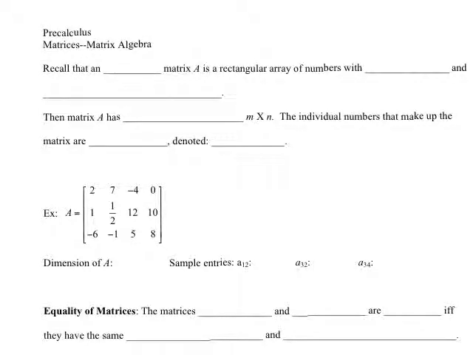Today we're covering something called matrix algebra, and it's basically applying the basic algebraic operations to matrices. So to start off, we want to recall that an m by n matrix that we're going to call A is a rectangular array of numbers, and again, this is important, we have m rows, so the number of rows goes first, and n columns.